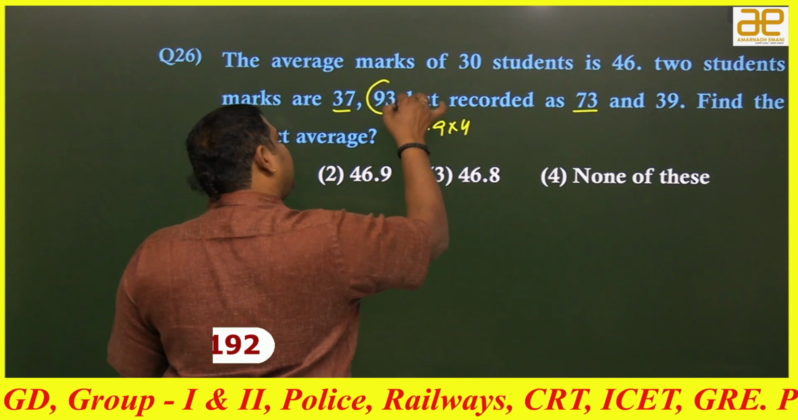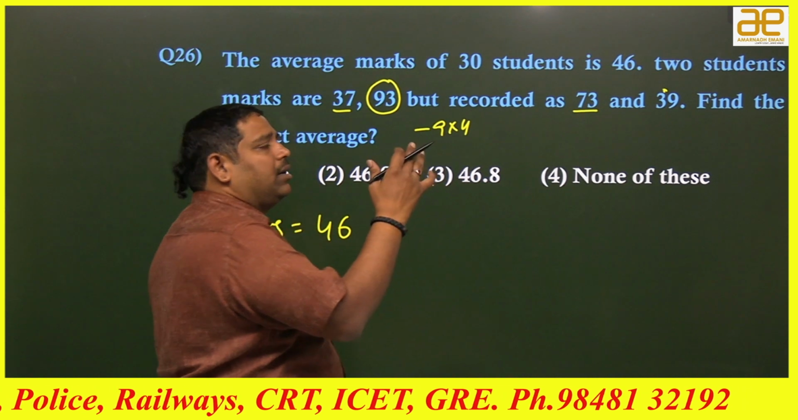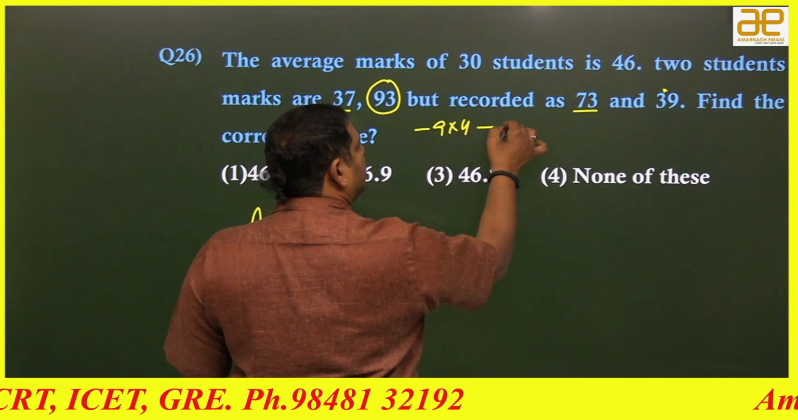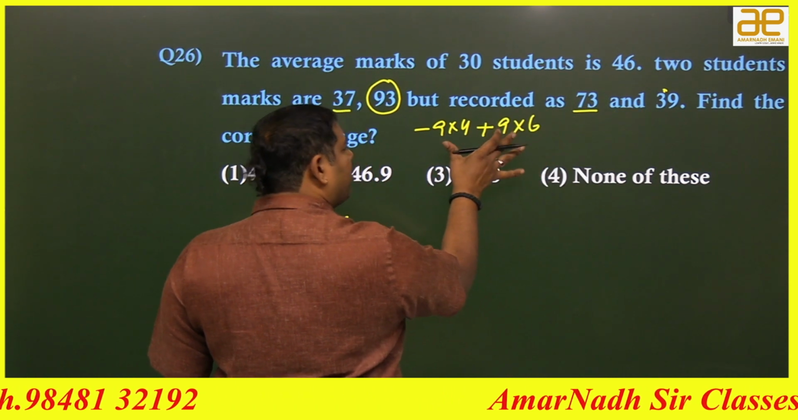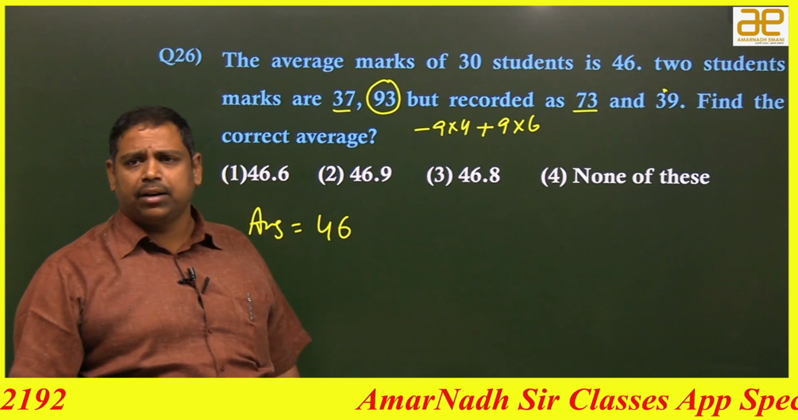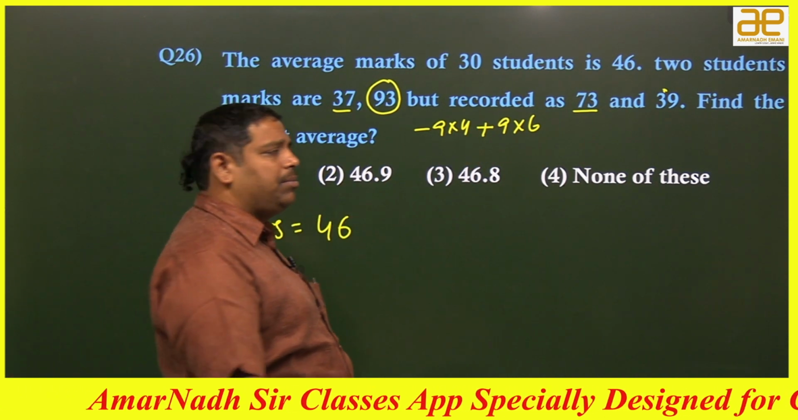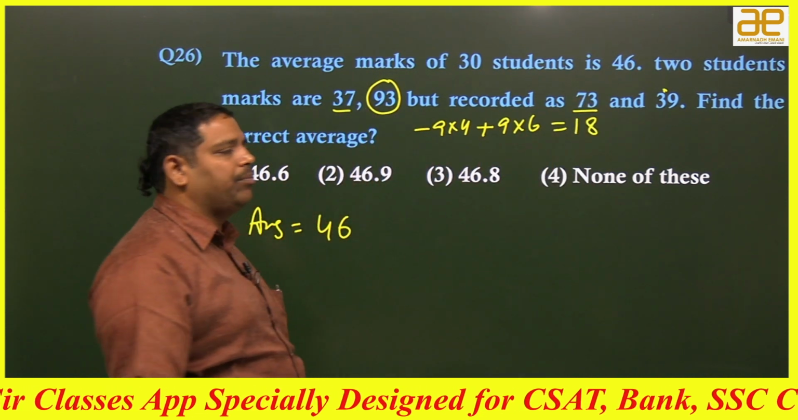The second student is 93, but I recorded 39 only, which means I reduced, so I have to increase now. How much? Plus 9 into the difference between 9 and 3, which is 6. Overall this much I have to add or subtract. If you take 9 common, 6 minus 4 is 2, so I have to add 18, because the overall plus is more.